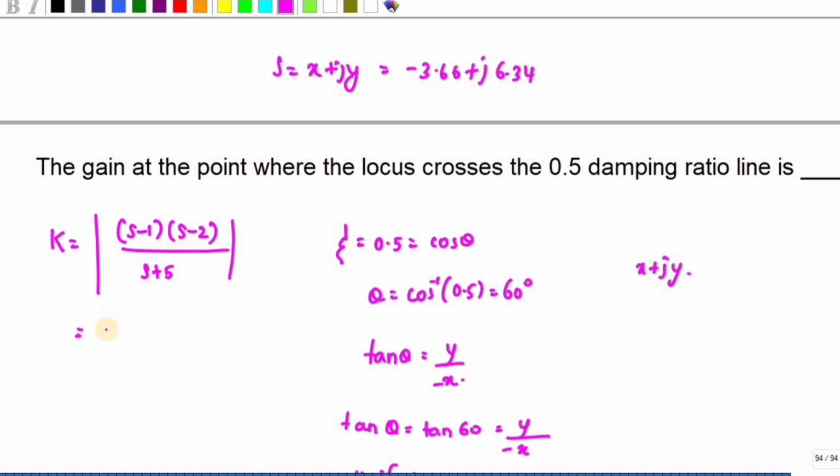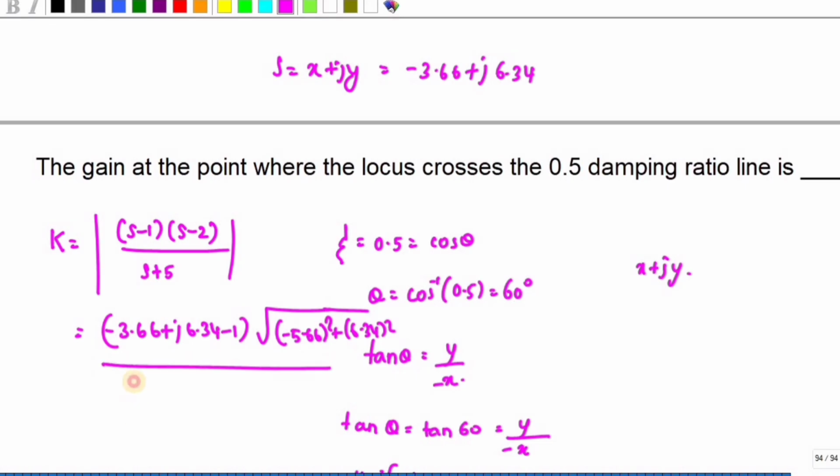So you are going to substitute in order to find the value of k. K is equal to magnitude of s minus 1 into s minus 2 divided by s plus 5. So you substitute the value of s minus 1 followed by s minus 2 divided by s minus 5, right? Since it is in the magnitude, you have to take the root of the square of the real term plus the imaginary term. So on doing this, you will get the answer as 10.32.